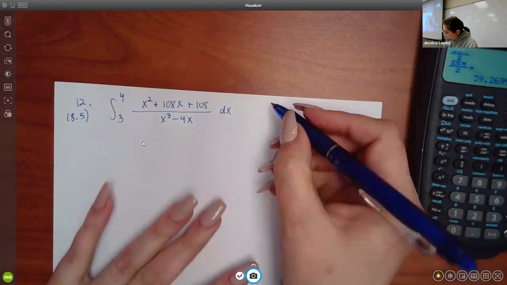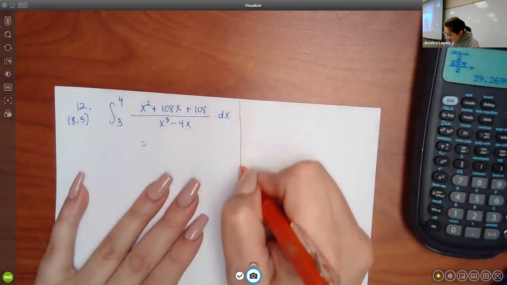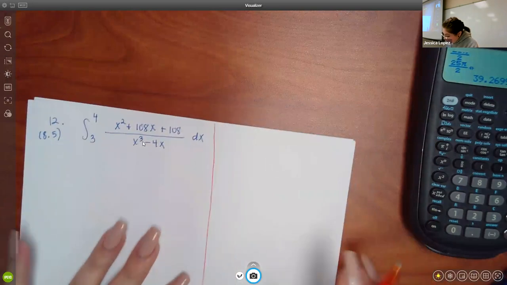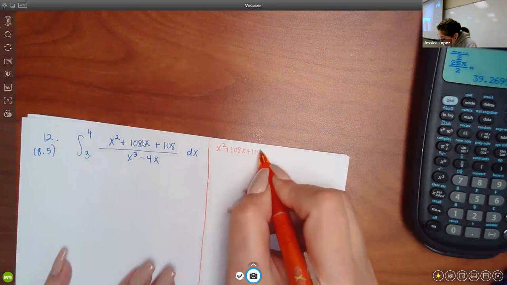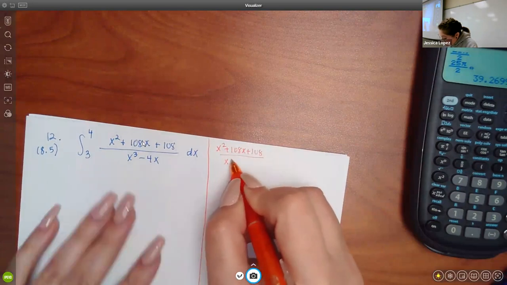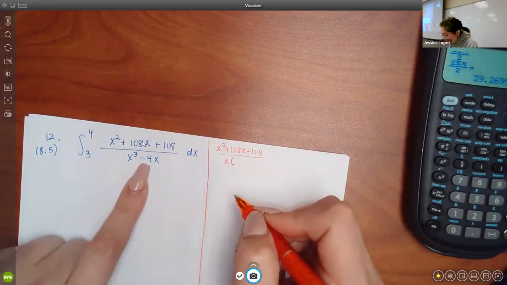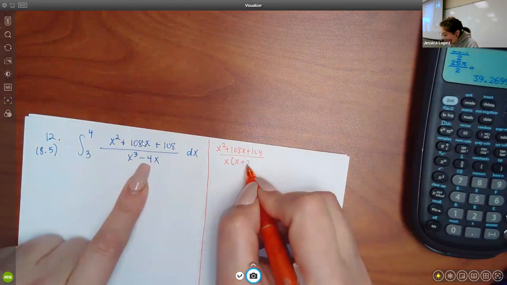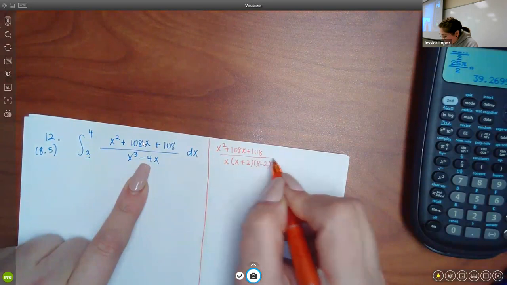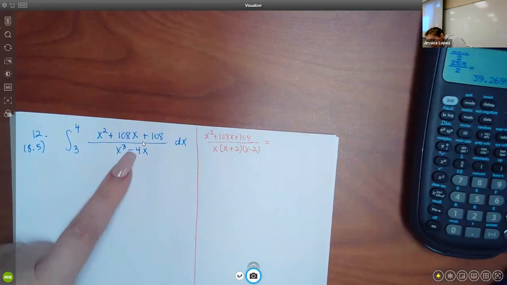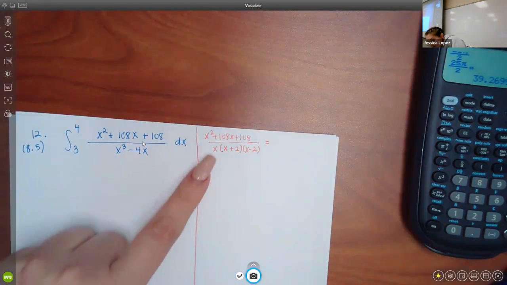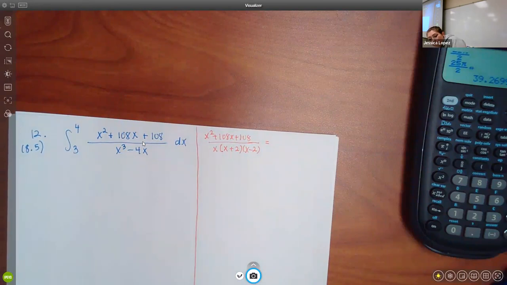So we definitely need some side work over here. This is what we're going to do. We're going to factor that denominator. I'm going to factor out an x, and then I would have x squared minus 4, right? Which is x plus 2 and x minus 2. So this is the whole thing factored out. If that were a plus 4x, I would just have x times x squared plus 4, right? Because the sum of squares doesn't factor, only the difference of squares.